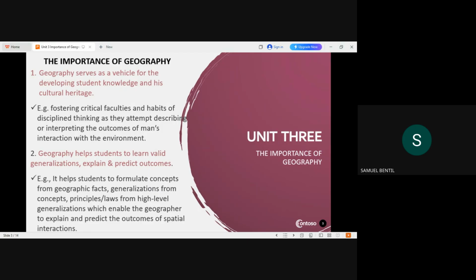What he said, for example, is that waterlogged areas are liable to flooding. It's so obvious that when there's a waterlogged area, a little downpour will lead to flooding. These are basic concept generalizations that through geography we are able to come to appreciate. So it enables high-level generalization, which enables the geographer to explain and predict outcomes of spatial interaction.